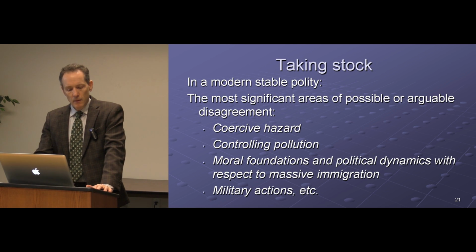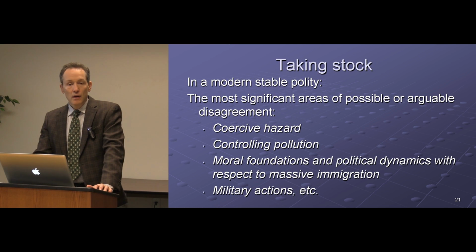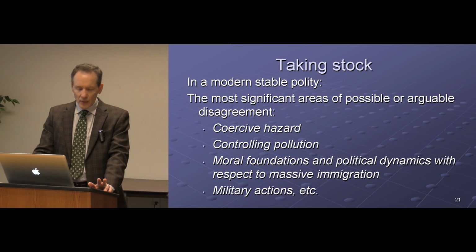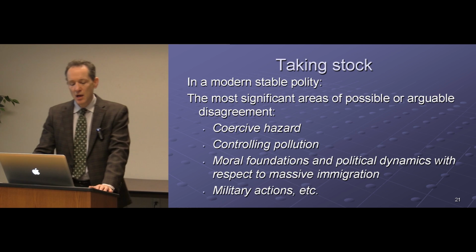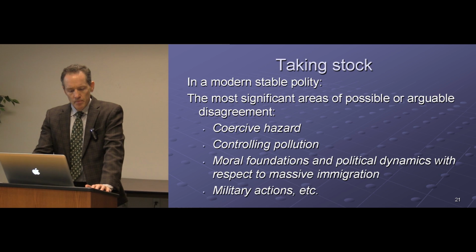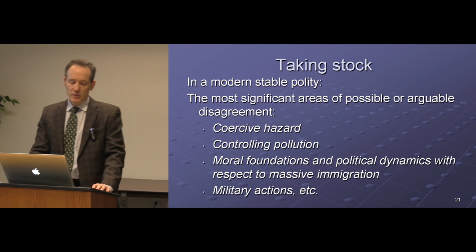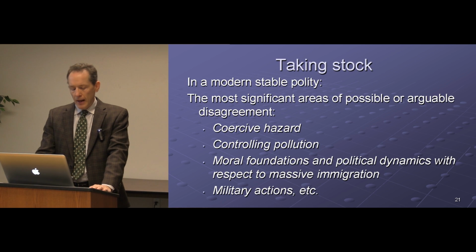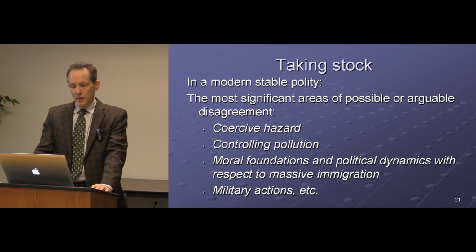The ones we thought are particularly important are the coercive hazard, controlling pollution, the moral foundations and political dynamics, particularly with respect to massive immigration. I myself do not have a very strong position on this, but I certainly don't feel comfortable just declaring that open borders will be fine. And military actions. Again, it's not that I think that overall trumps direct so much here. I just think we don't know, and we should take very seriously concerns about disagreements and arguments to say that they do disagree.